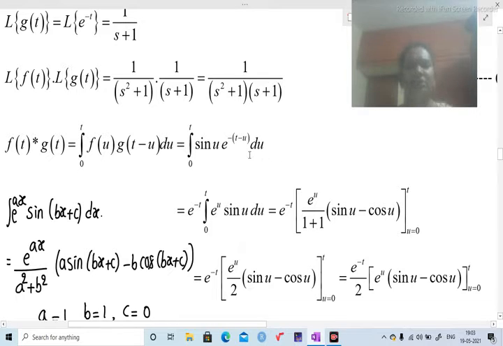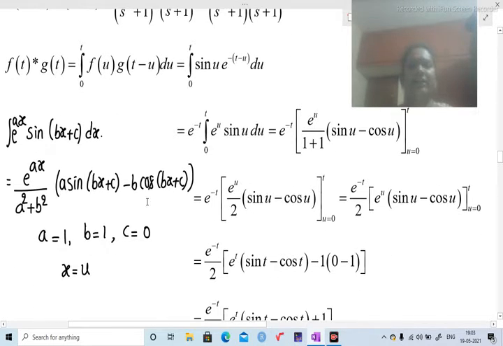Here observe the term e power minus t does not contain u term. That's why I am taking e power minus t outside the integration. Remaining terms are e power u into sin u du. Now again by using the same formula, observe integration of e power ax sin of bx plus c dx equal to e power ax by a square plus b square into a sin of bx plus c minus b cos of bx plus c. This is the standard formula.